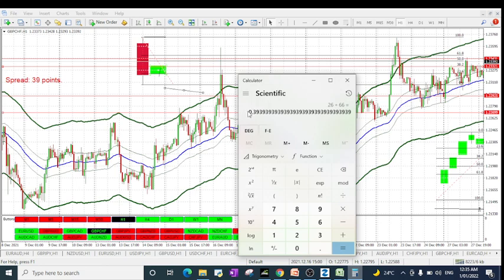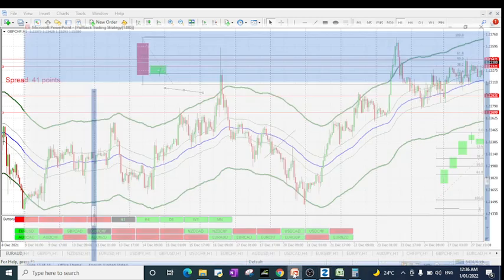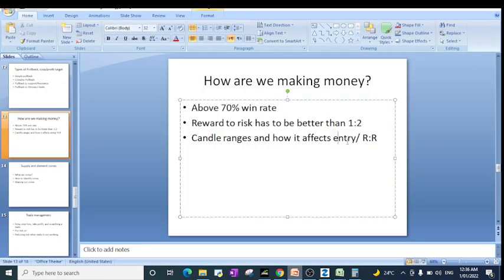So 75% of the time we're winning 0.39, and something like maybe 10% of the time we take a full loss of 0.61. And something like 20% of the time we are taking a loss that is in between. Maybe it's not going to be 0.39, it's not going to be 0.61, maybe somewhere in between. So it's quite profitable for us. So anyway, that's the idea behind candle ranges and how it affects risk reward.